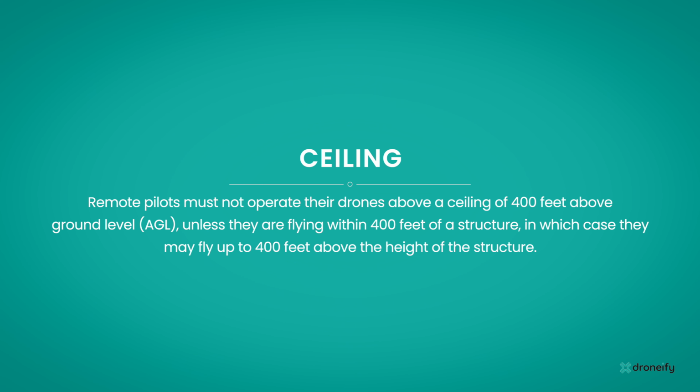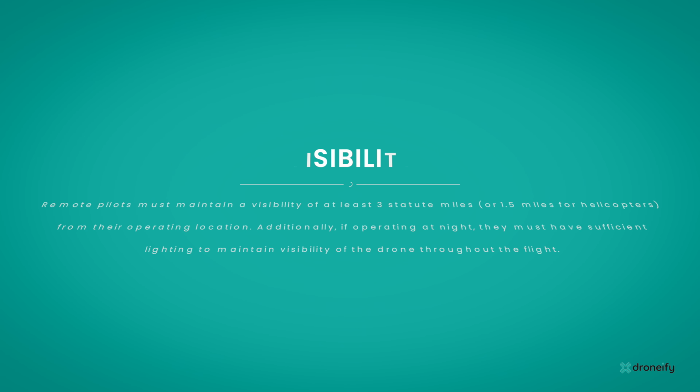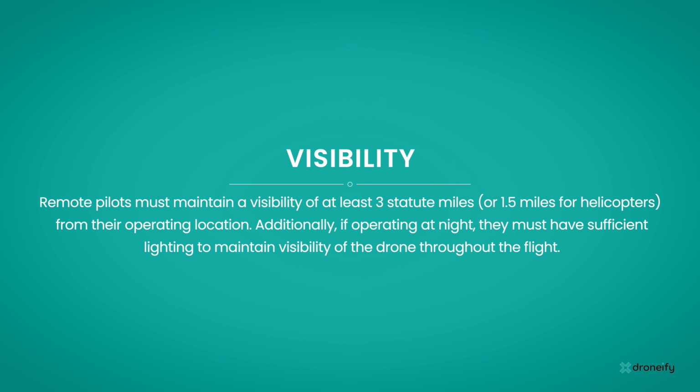Ceiling. Remote pilots must not operate their drones above a ceiling of 400 feet above ground level unless they are flying within 400 feet of a structure, in which case they may fly up to 400 feet above the height of the structure. Visibility. Remote pilots must maintain a visibility of at least 3 statute miles, or 1.5 miles for helicopters, from their operating location.